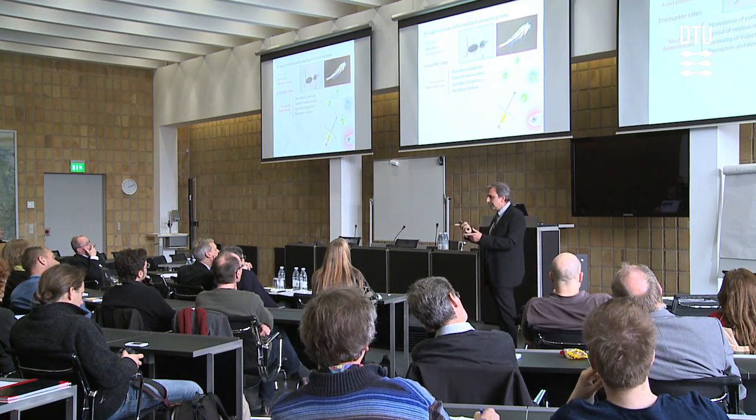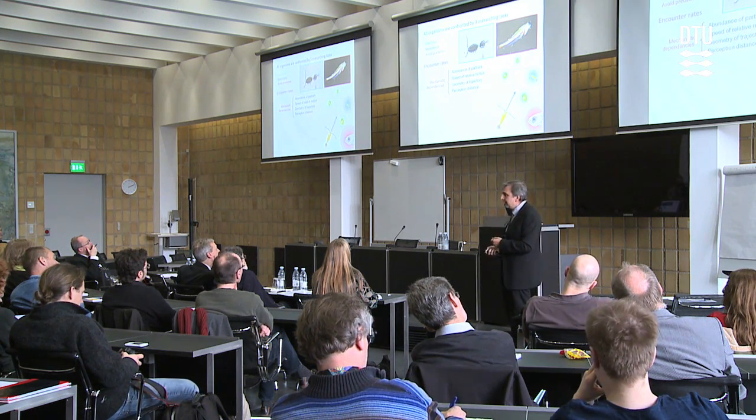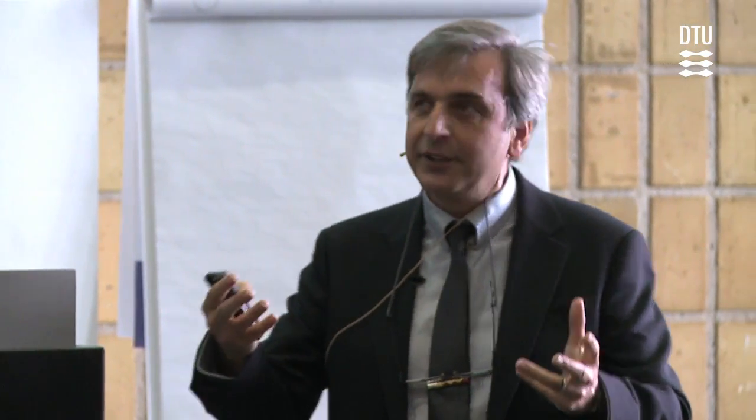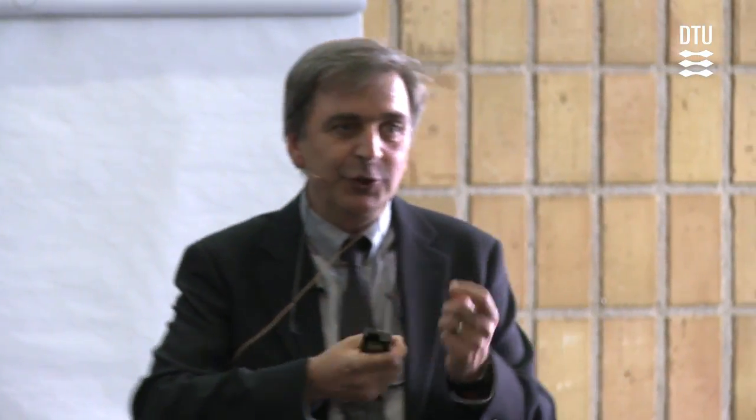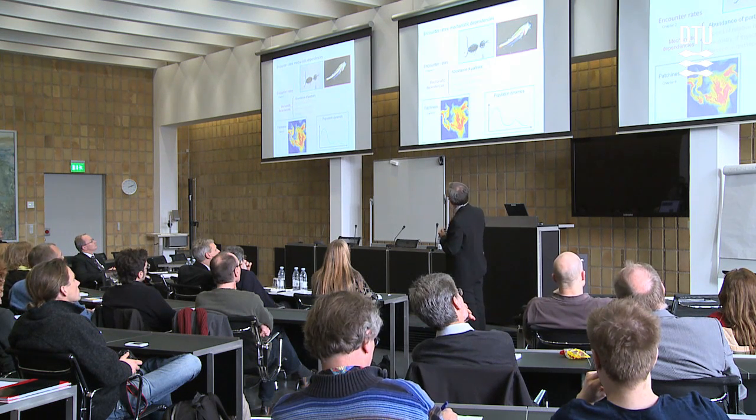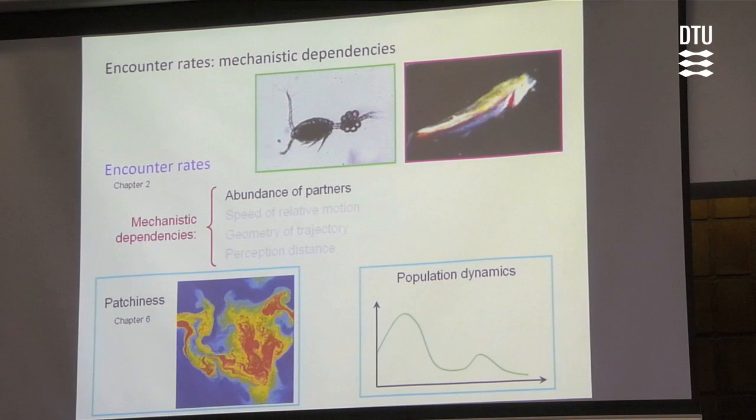And much of my thesis, much of the book that many of you have there in front of you, deals with precisely the mechanistic dependencies that regulate encounter rate. There are four basic things that go into regulating encounter rate: the abundance of partners, how many things there are to encounter; the relative speed of motion, how things move relative to each other; geometry of trajectory; and perception distance. And just to go through them, much of my thesis is actually in these next couple of slides. You'll see a little chapter number there. Encounter rates, chapter 2. You'll find that in there.